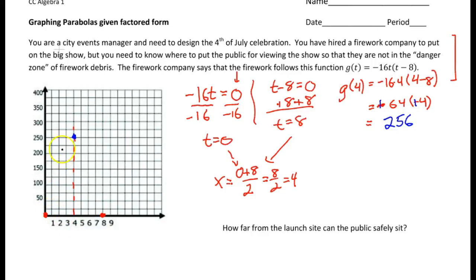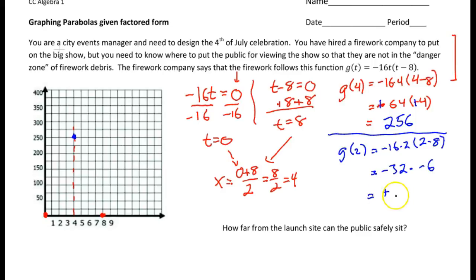Now, you can see that we really don't have anything to guide us from here to 0 to our vertex at the top. So if you wanted to, you could always plug in another point, just like we did for 4. Find out it's at 256. We could plug in 2. You could do negative 16 times 2 and 2 minus 8, which would be negative 32 times negative 6. That equals positive, let's see, 180 plus 12 would be 192. So at 192, and that could help you graph this a little more accurately.